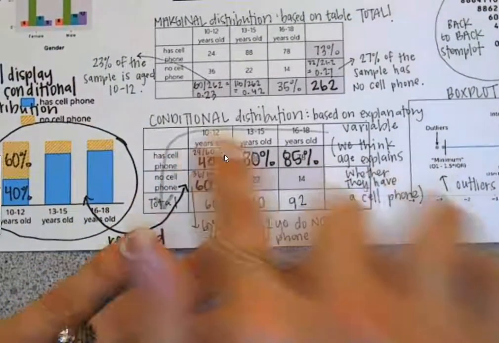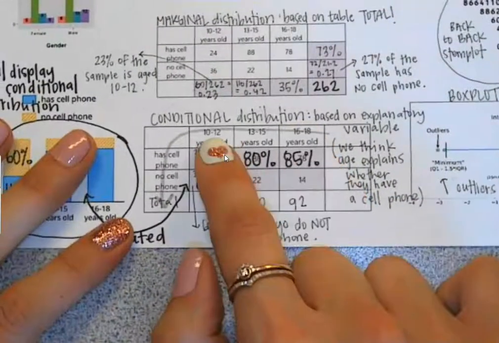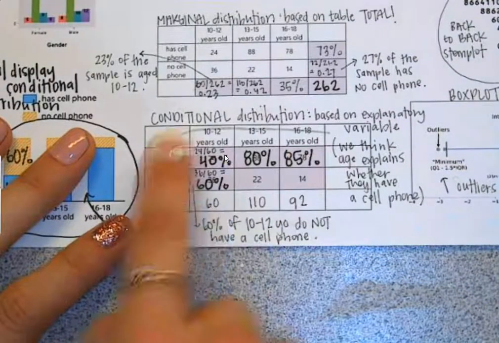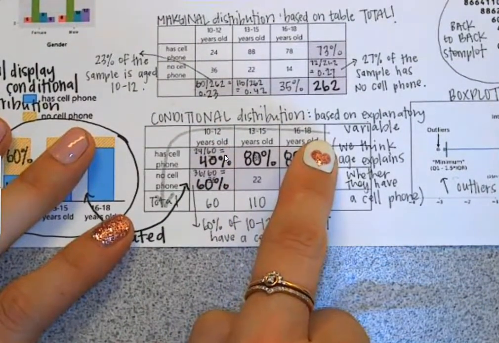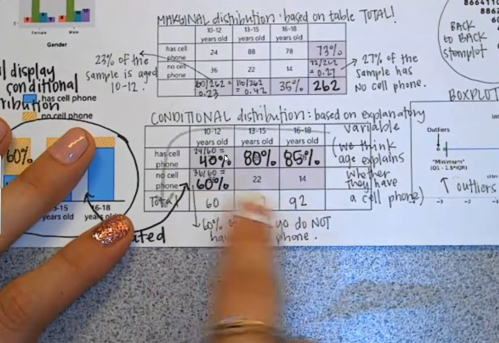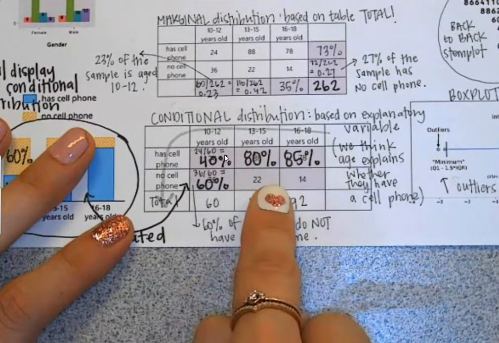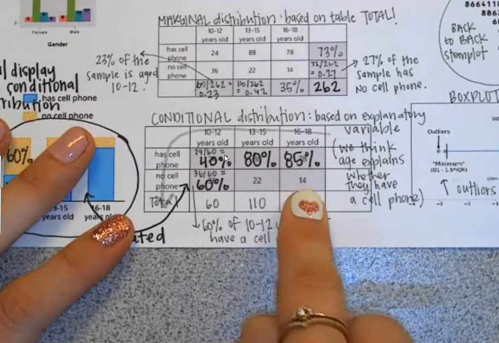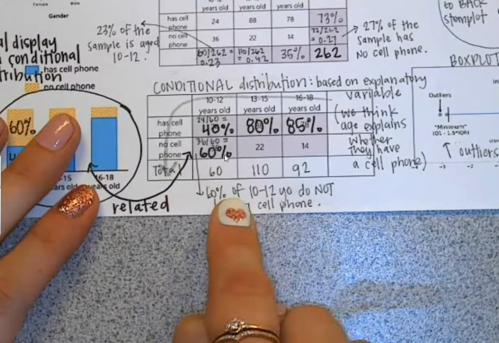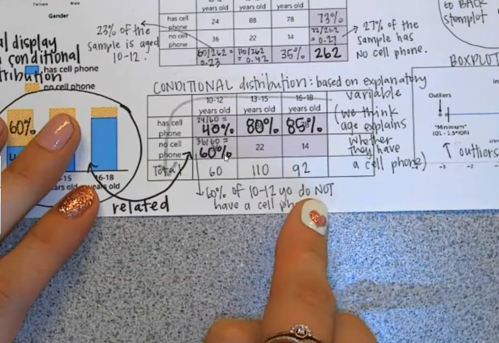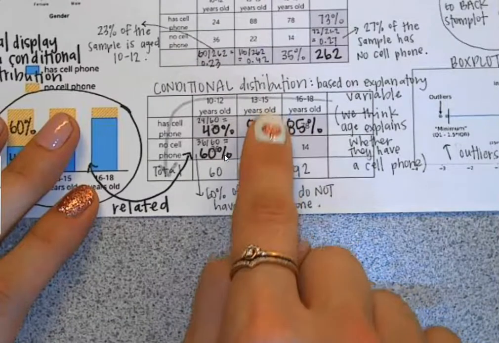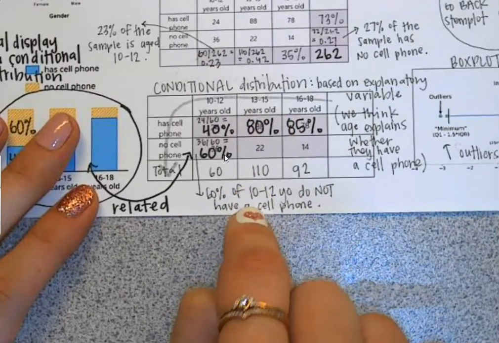So when you make a conditional distribution, you base it off of the explanatory variable. So here, explanatory has 3 age groups. So I base these percents off 60, these percents off of 110, these percents off of 92. Then I just explained what one of these is. 60% of the 10 to 12-year-olds do not have a cell phone. That's what that's telling you. 80% of the 13 to 15-year-olds have a cell phone.